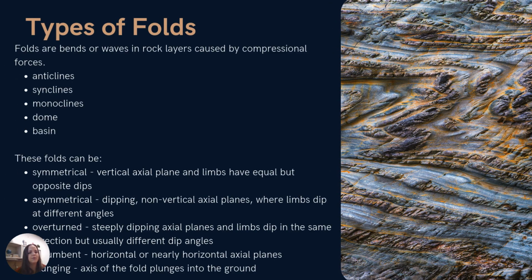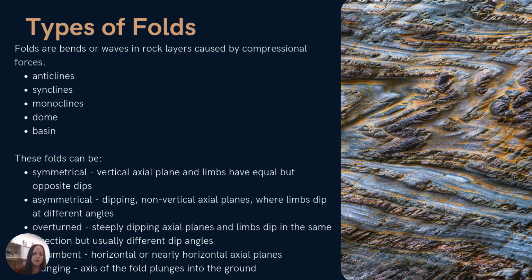So the different types of folds. Folds are bends or waves in the rocks that we can see. So these rocks are no longer horizontal, which we talked about, undeformed strata versus deformed strata. Undeformed strata are going to be horizontal. Deformed strata are going to have some sort of fold or wave in them. And then we can start identifying what they are. Are they anticlines, synclines, monoclines, domes, or basins? We'll look at each of those individually in the next couple of slides.